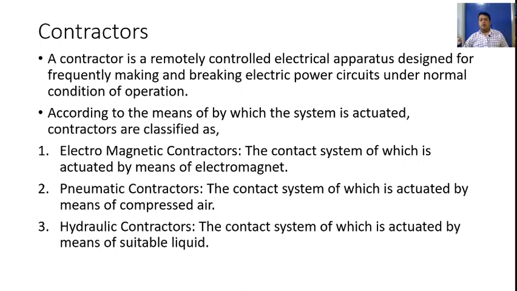Now, hydraulic contactors: the contact system of which is actuated by means of a suitable liquid is called a hydraulic contactor. So, all the contact systems are held here, and this contact system depends on the different types of medium, that is electromagnetic, pneumatic and hydraulic. So contactors also depend upon the type of technology they are using. Pneumatic means pneumatic contactors, electromagnetic means electromagnetic contactors, hydraulic means hydraulic contactors.